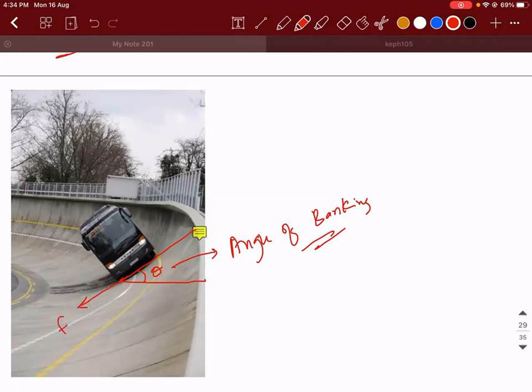Correct? Friction will act in this direction. So what I'm doing is I will take this theta at the center. Angle of banking. So this is friction. Guys, I'll be asking at every step. Please confirm if you're clear. Next, the weight of the object will be acting from the center, mg in this direction.